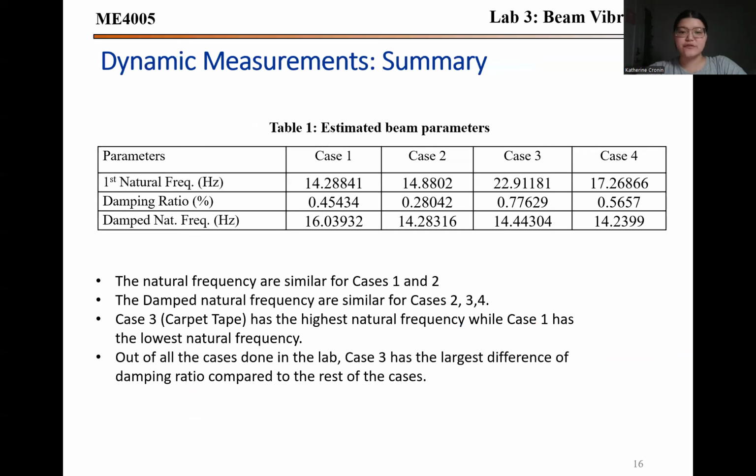And then here is the full table of all of the parameters for cases 1 through 4: the natural frequency, damping ratio, damped natural frequency, and so on. You can see that the natural frequencies are similar for case 1 and 2. The damped natural frequencies are similar for case 2, 3, and 4. For case 3, the carpet tape, it has a higher natural frequency, while case 1 has the lowest natural frequency. And out of all the cases from the lab, case 3 has the largest difference of damping ratio compared to the rest of the cases.